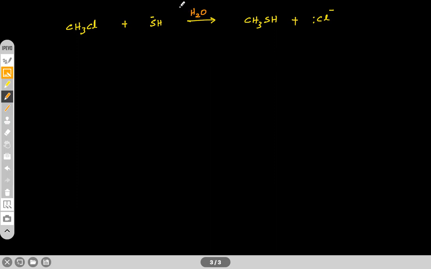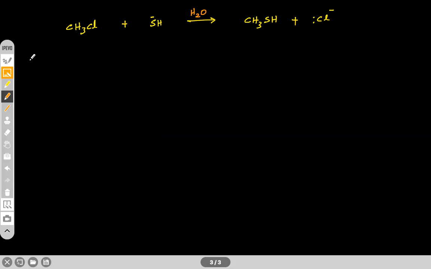Basically, the purpose of the solvent is to be the medium of reaction. This molecule and this ion are present in this solution and the reaction takes place. So what happens here? This ion substitutes chlorine in this molecule and forms this. Hence, it is a substitution reaction.